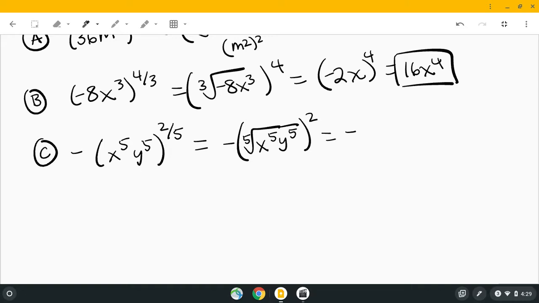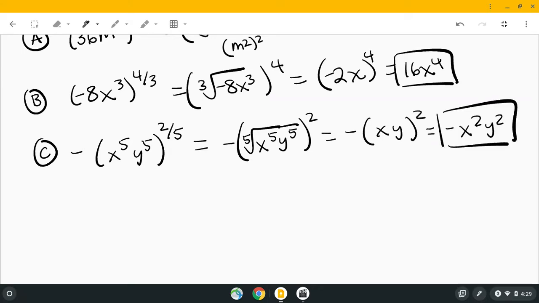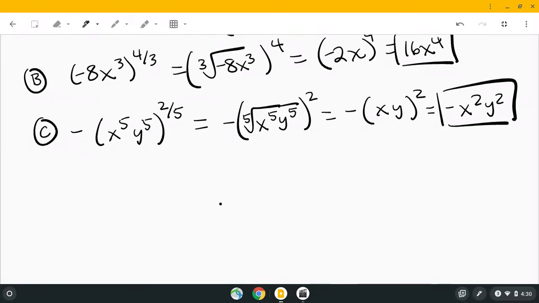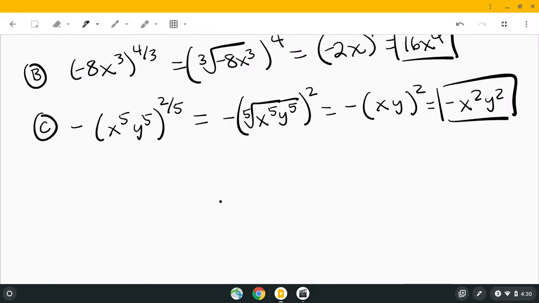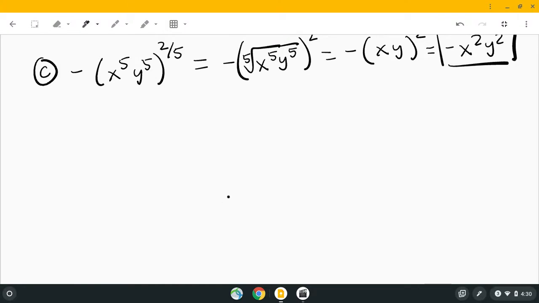So the 5th root of x to the 5th, y to the 5th is just xy. And then we're going to go ahead and square that, and then multiply it by negative, so that we get negative x squared, y squared. All right, so that's how you simplify those.